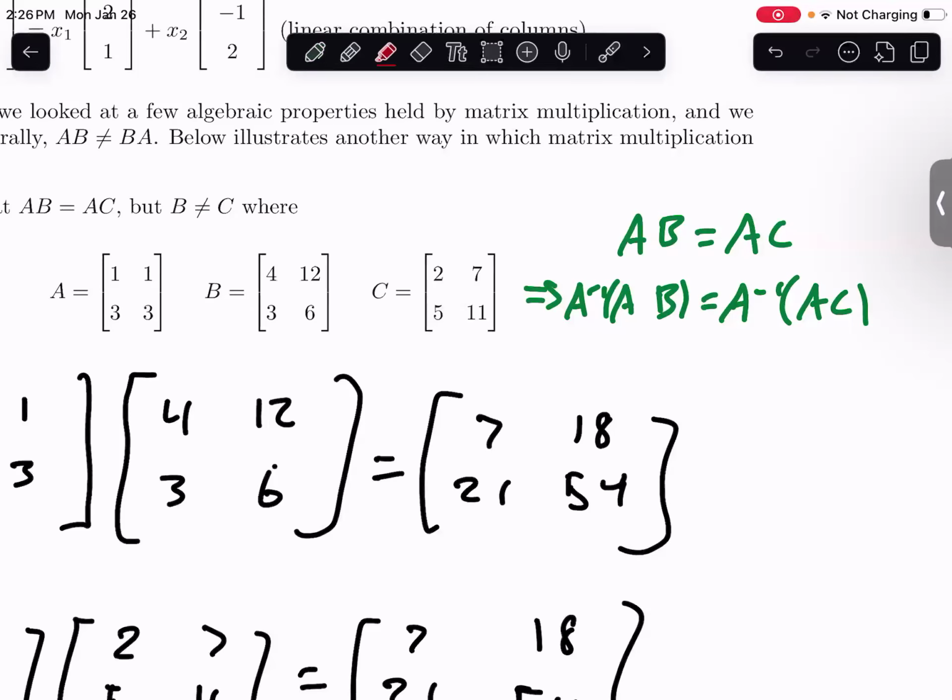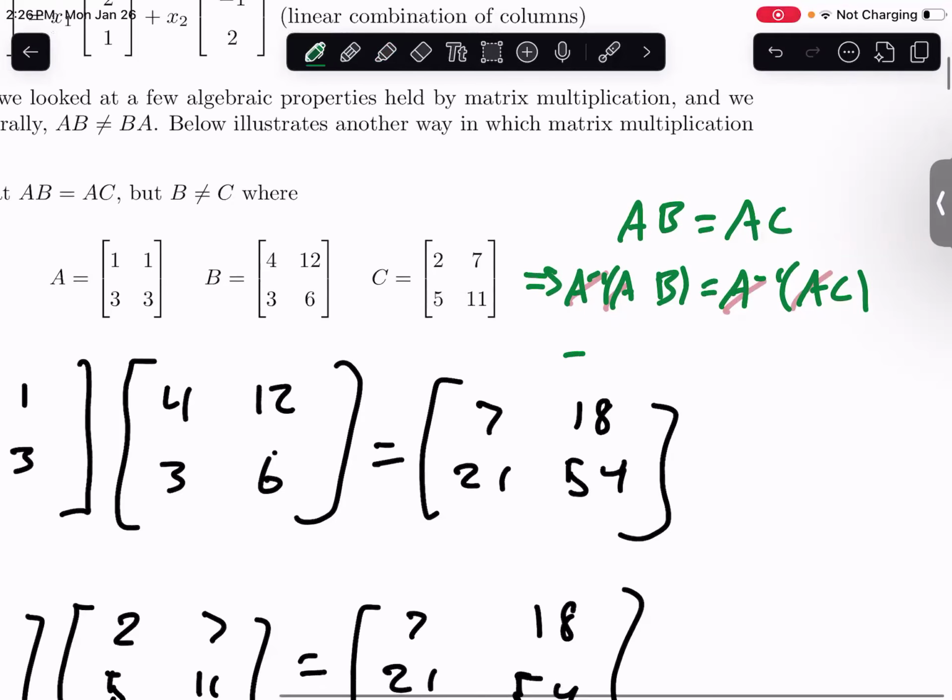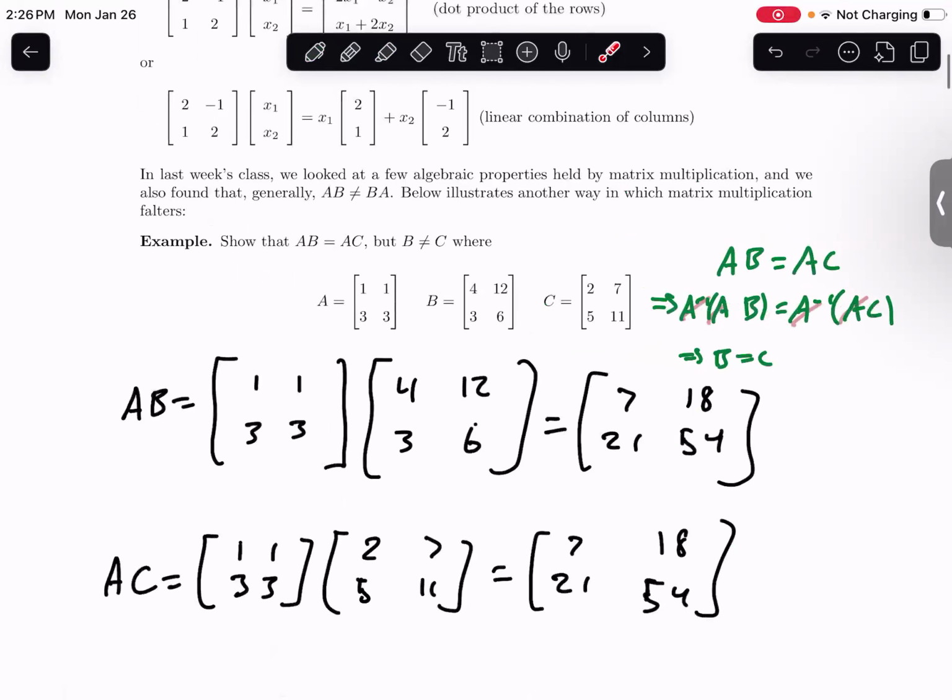And the effect this has is if you do A times its inverse, they cancel out with one another, which then tells you that B is equal to C. So what I've just shown is that if A is invertible, then we're going to have B is equal to C. So it must mean A is not invertible. And if you look at A, it's not invertible because the second row is just a scalar multiple of the first row.